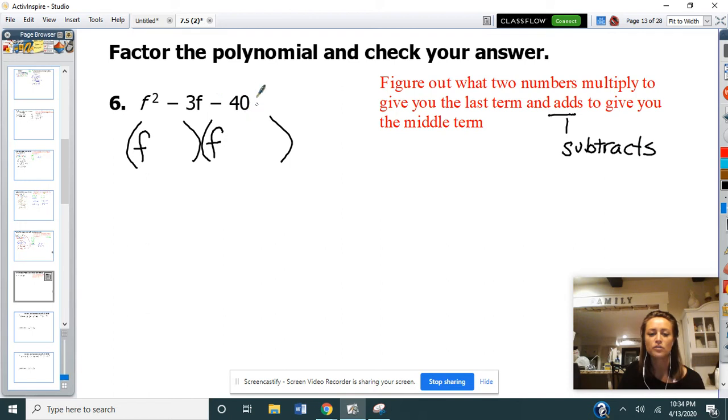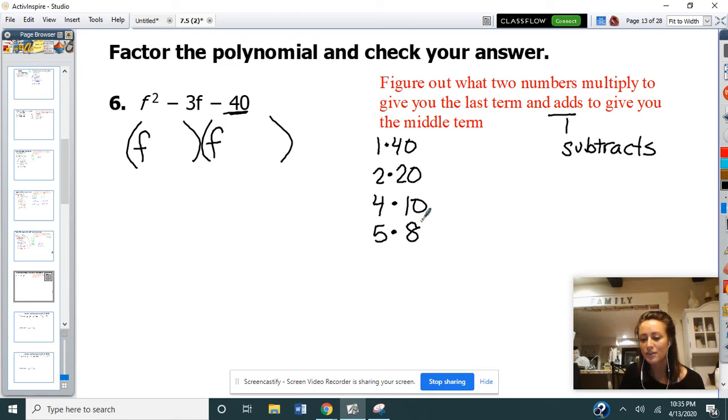So let's first start with 40. What multiplies? These two numbers have to multiply to give me 40. Well, 1 times 40. 2 times 20. Remember, if you don't know how to figure that out, just divide 40 by 2 and it'll give you 20. 40 divided by 3 doesn't work, so you just move on to 4. 4 times 10 gives me 40. 5 times 8 gives me 40. 6 doesn't go into it, 7 doesn't, 8. So here's our factors. These are what multiplies to give me 40.